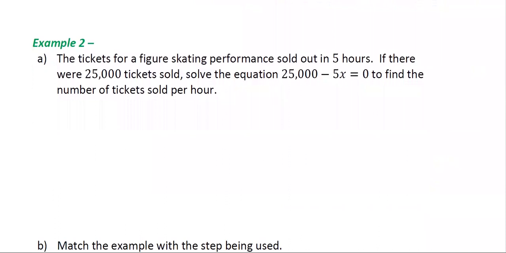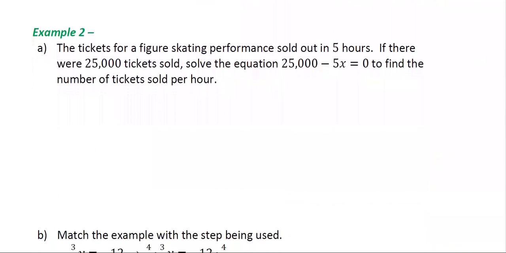Okay. Let's do example 2 here. It says the tickets for a figure skating performance sold out in 5 hours. If there were 25,000 tickets sold, solve the equation. Well, that makes sense why it's set up that way, right? To find the number of tickets sold per hour.